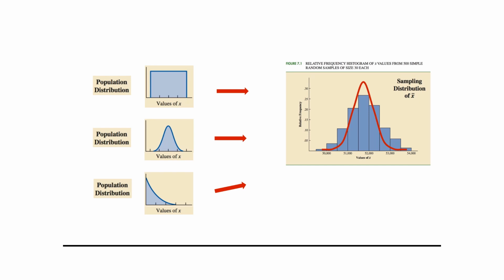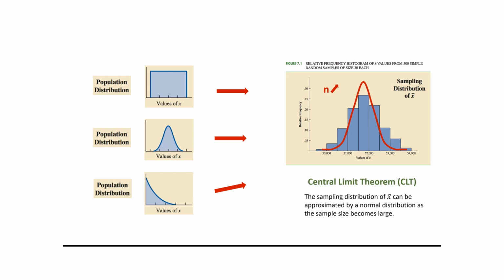This relative frequency histogram specifically was constructed based on the mean values from 500 simple random samples of size 30 each. If we take many more samples, or if we increase the sample size, the sampling distribution of the sample mean can be approximated by a normal distribution, no matter which population we draw the samples from. This is a result of the central limit theorem. The sampling distribution of sample mean, x bar, can be approximated by a normal distribution as the sample size becomes large.